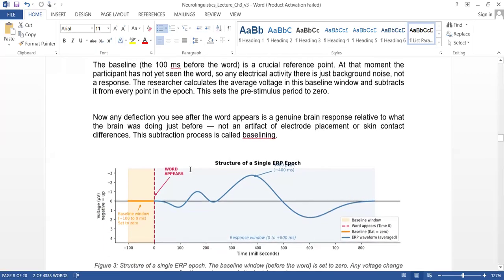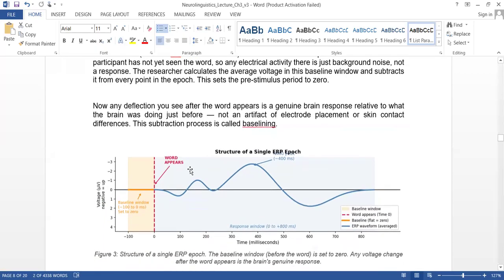So this is also a very, very important point. You can see over here, this is the negative baseline, minus 100. The word appears at 0 ms, right? And after 0, all the milliseconds are positive, right? Is that clear now? So what exactly they're telling you is that this is the baseline.